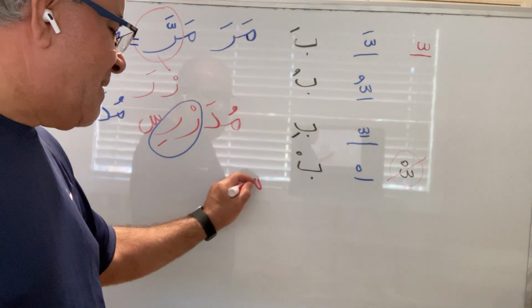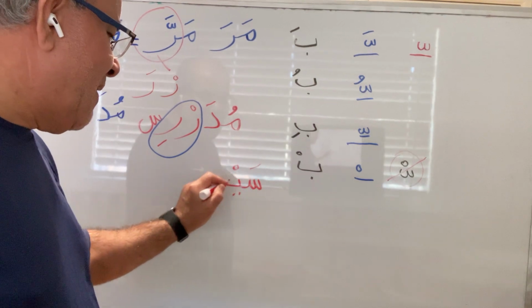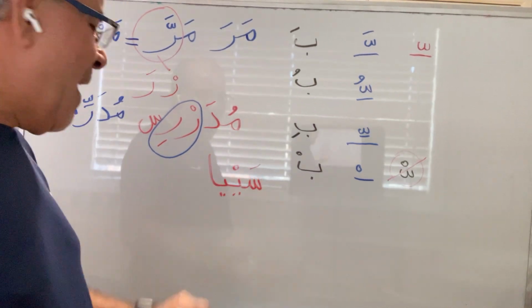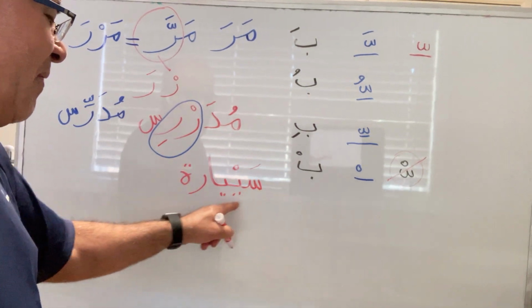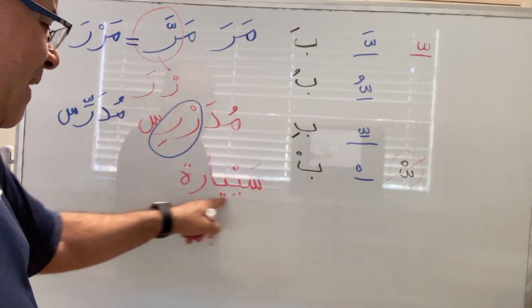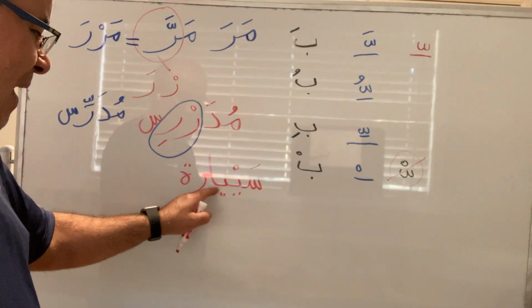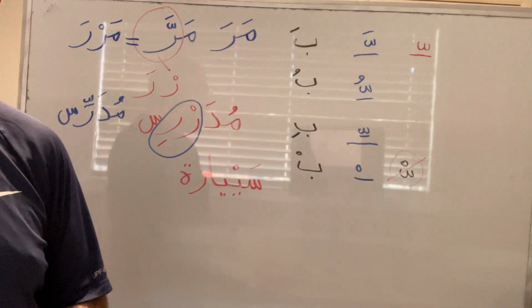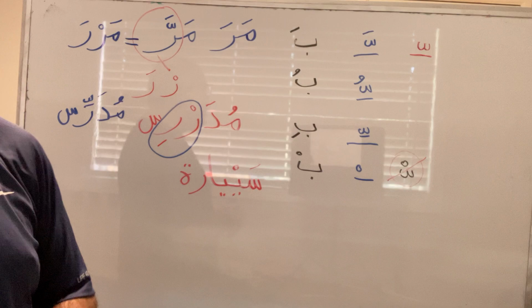One more example. Sin with fatha, sa. Ya with sukoon, say. Ya with long a, ya. Ra with ta marbuta, ra. Together will be sayyara. One more time. Sayyara. Sayyara means a car. Actually, this is how we pronounce it.